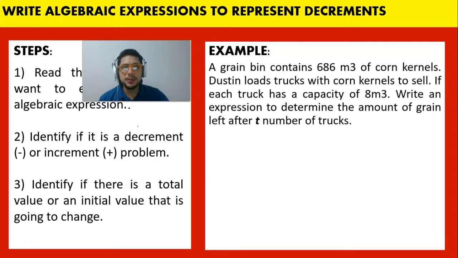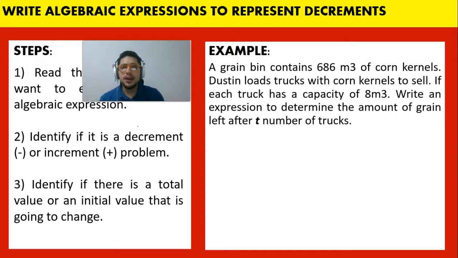So the example we're going to be taking a look at says, a grain bin contains 686 cubic meters of corn kernels. Dustin loads trucks with corn kernels to sell. If each truck has a capacity of 8 cubic meters, write an expression to determine the amount of grain left after T number of trucks, right?